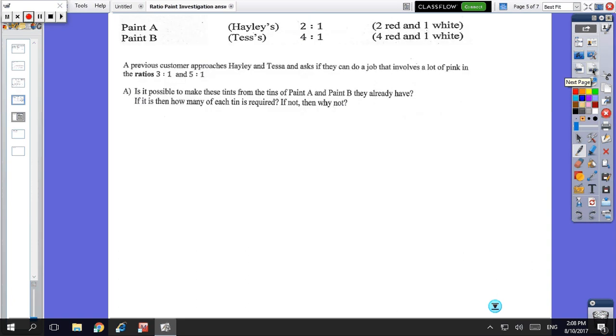Okay, so this was the hard part of the task, and you had to work out whether you could use these numbers to make 3 to 1 or 5 to 1. Again, the way I approached it was that you had to look at fractions.